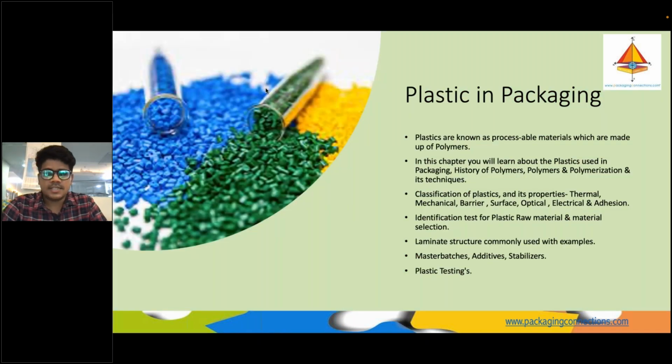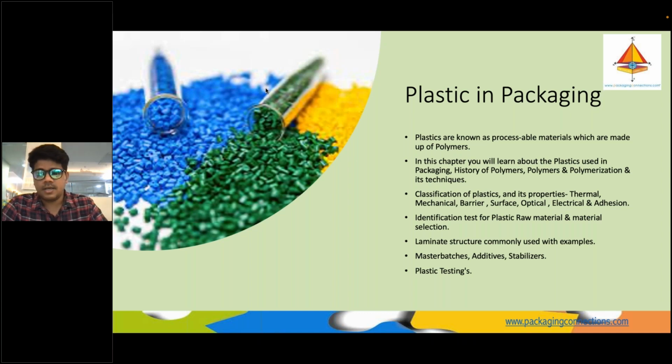And the next chapter is about plastics in packaging. This is new information, news of today. From the 1st of July, single use plastic has been banned. You must have heard about it. So why plastics? Plastics are very famous just because they are a very easily processable material, made of polymer.